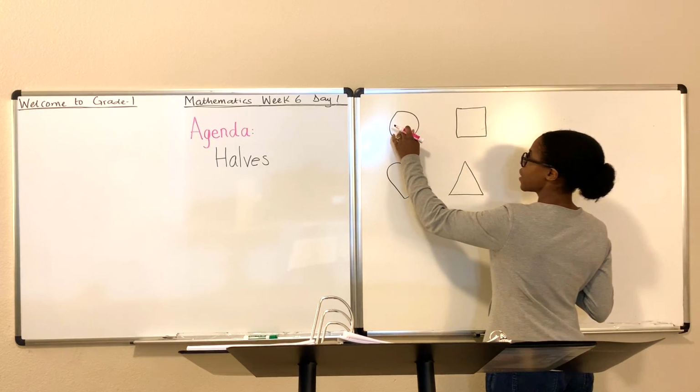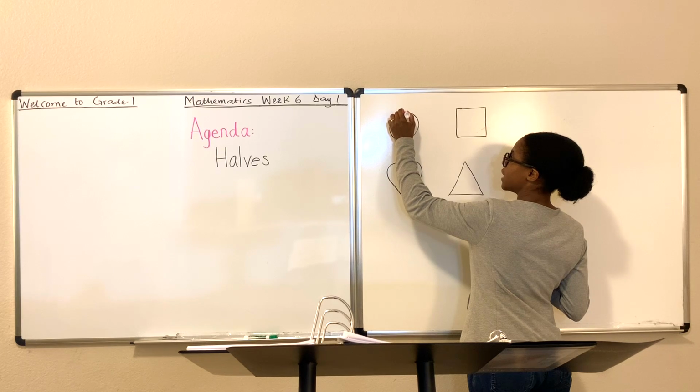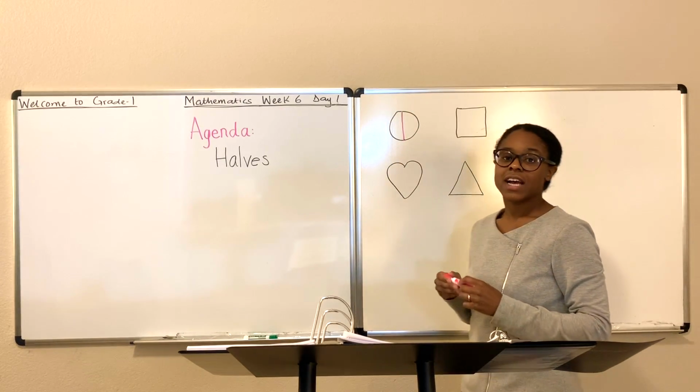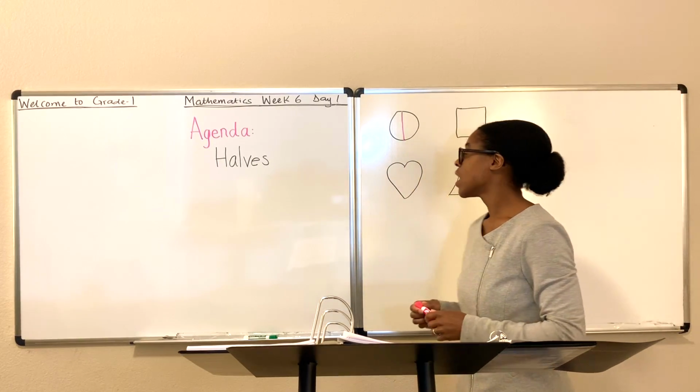So this is a circle. If we want to make this half, then what we're going to do is put a line from the very top all the way down. We call that line a vertical line. When it goes from top to bottom, it's vertical.